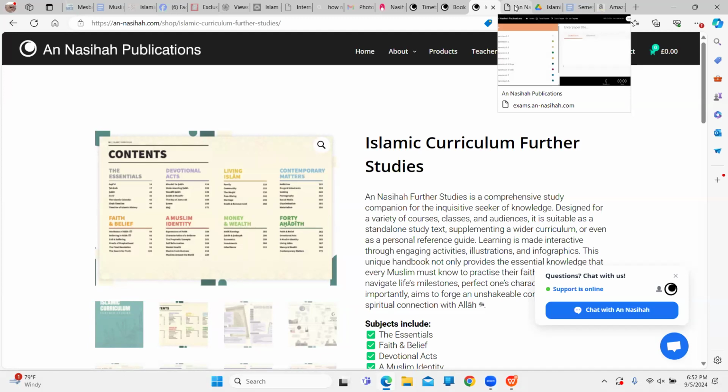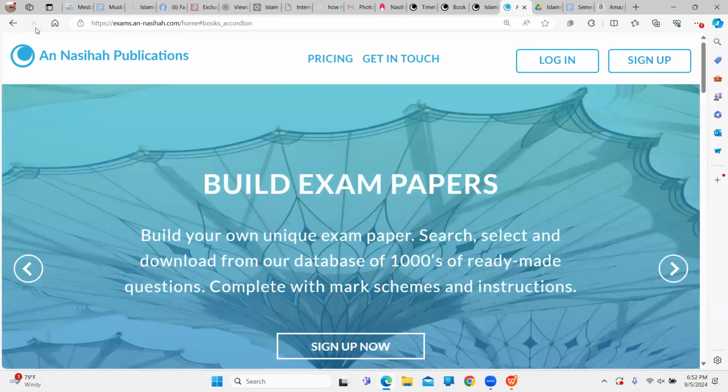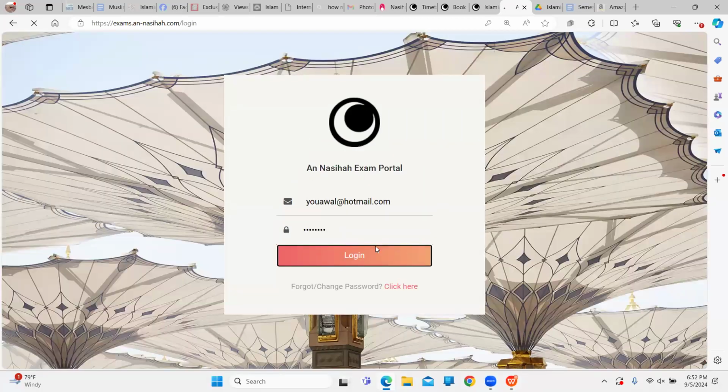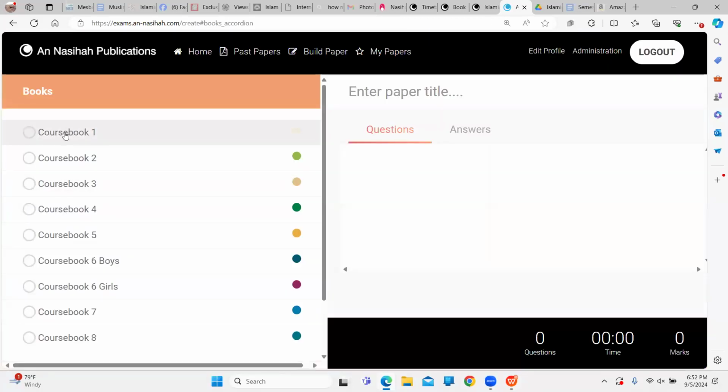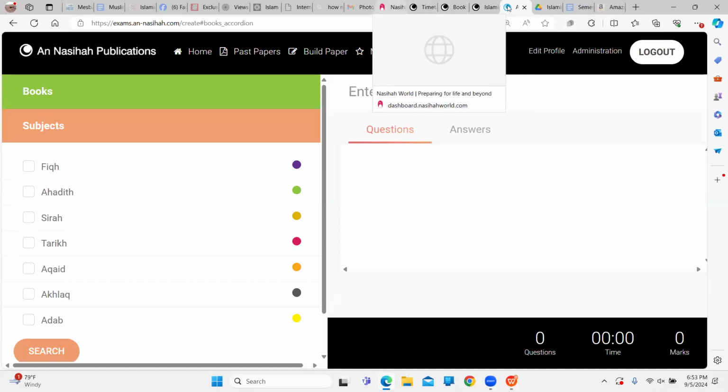Okay. Now exams. Maulana Suhaib, you have to understand this. Maulana Suhaib knows this. It's called the Nasiha exam portal. So this is the book I showed you on Nasiha. They have what we call the exam portal. In the exam portal, for example, I showed you one book. Let me actually show you one of the books quickly.